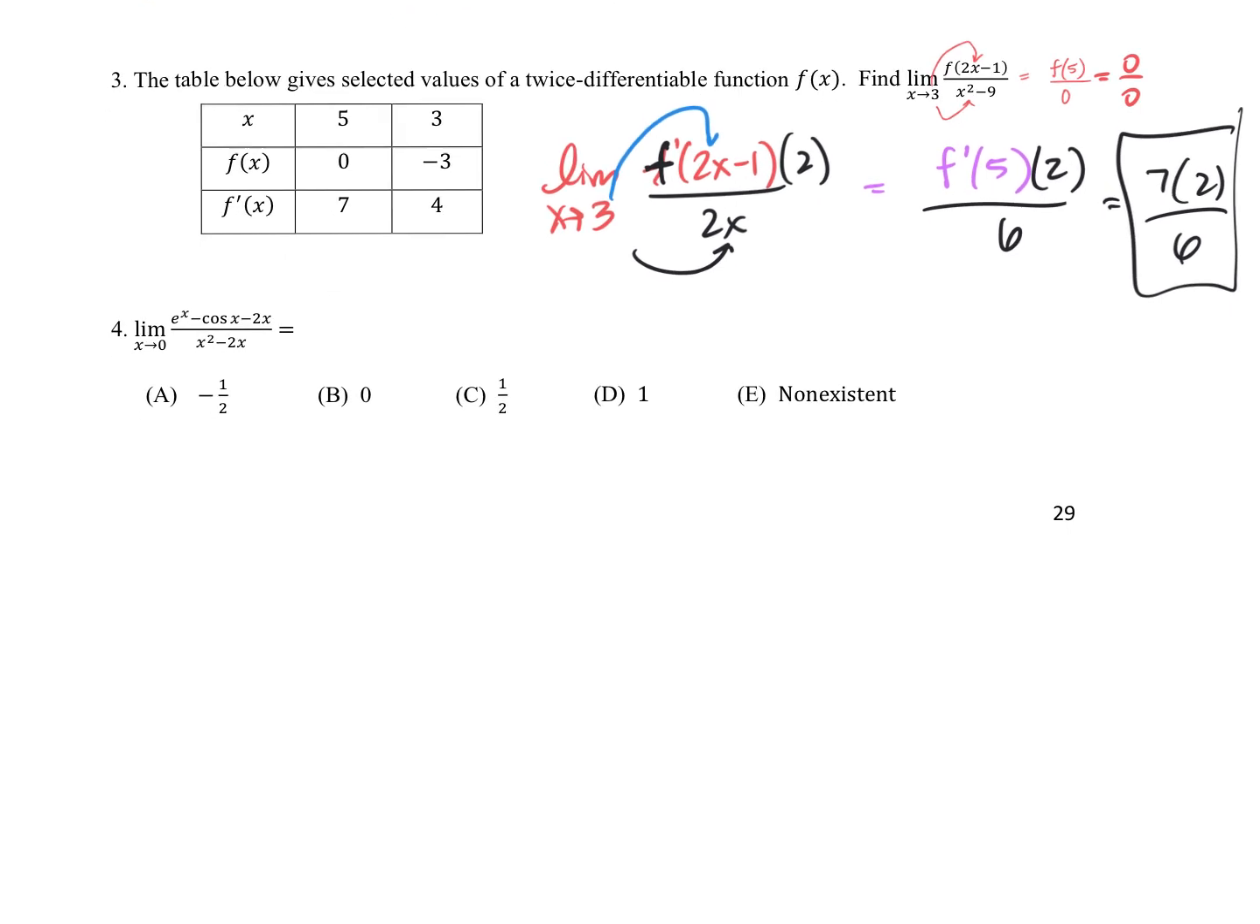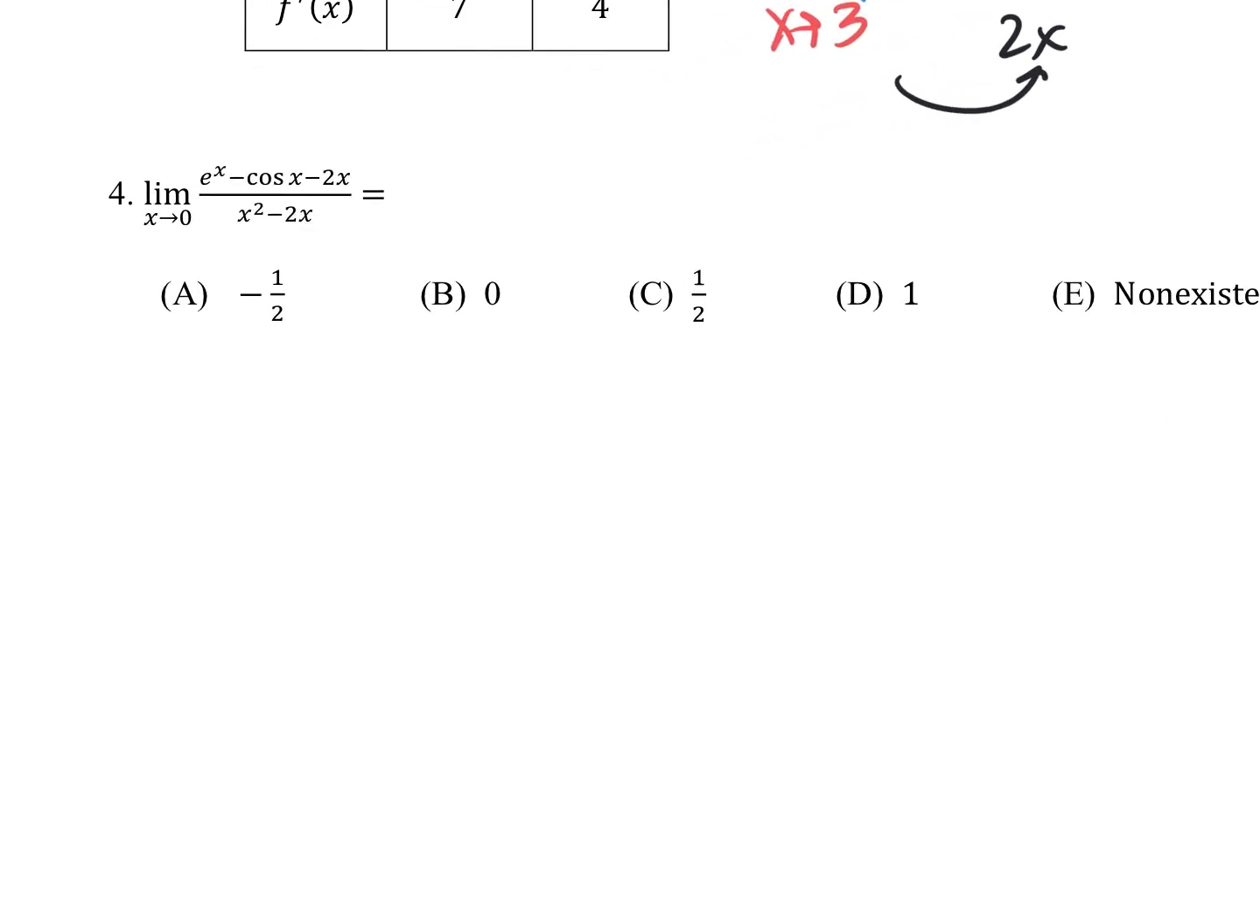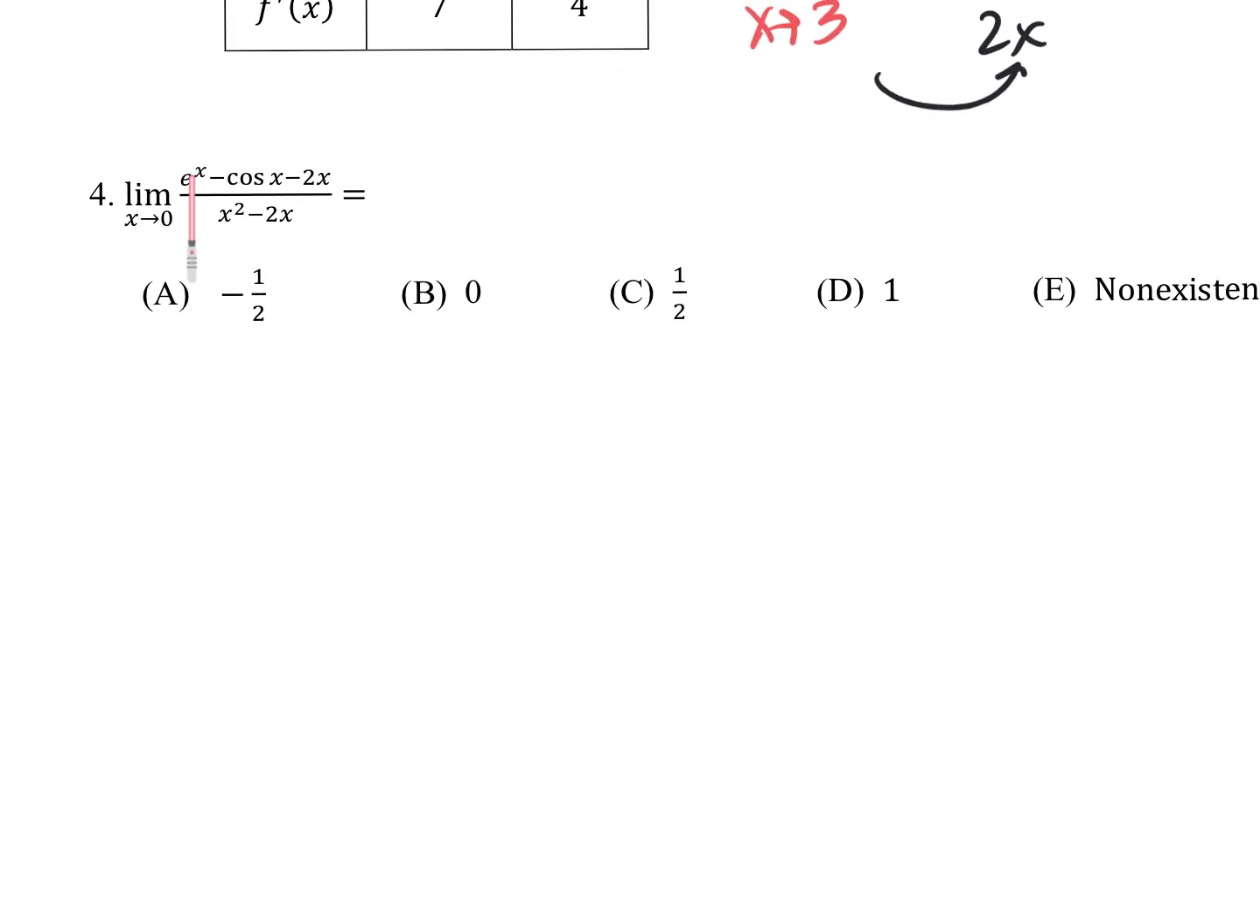Let's try this guy. If x approaches 0, what's e to the 0? 1 minus cosine of 0. So 1 minus 1 is 0 minus 0. We agree that we're going to have 0 over 0 here? Okay. All right. Anytime we get 0 over 0, we're going to L'Hôpital's it.